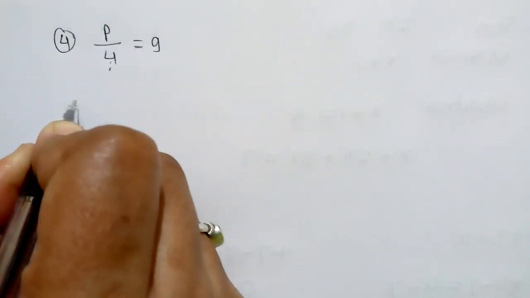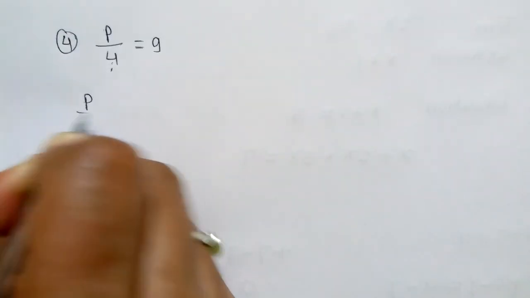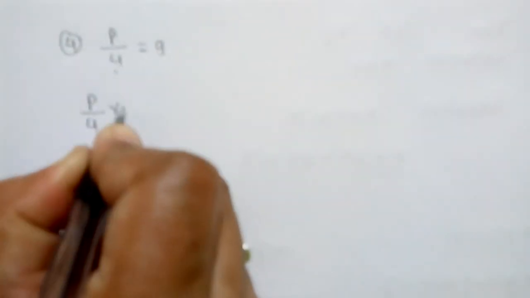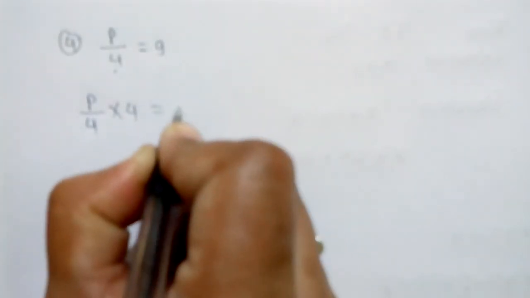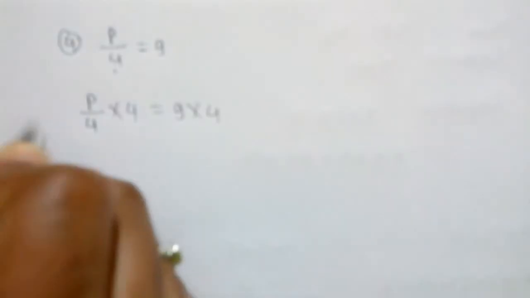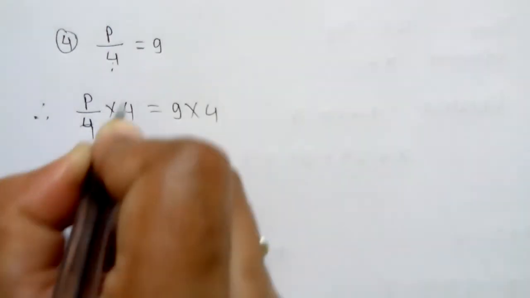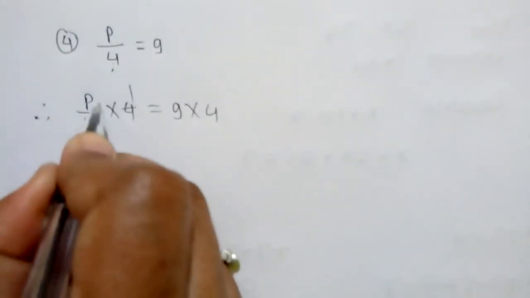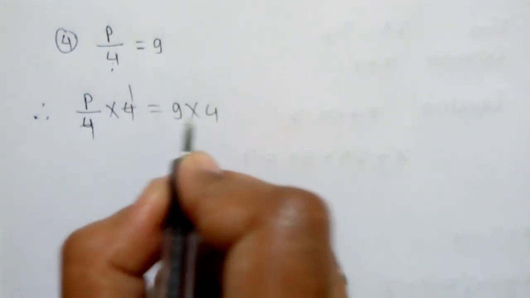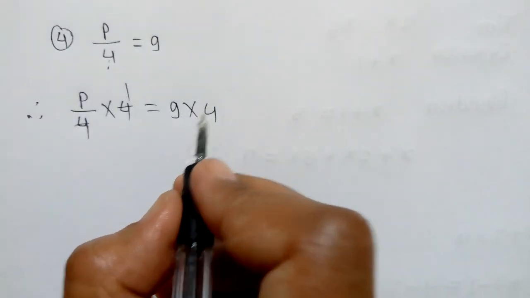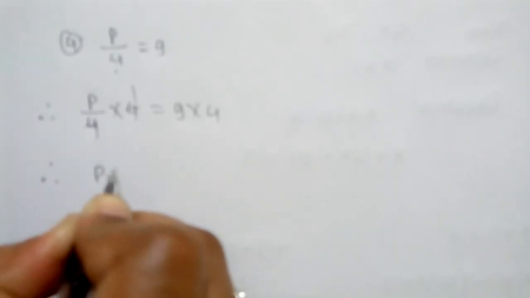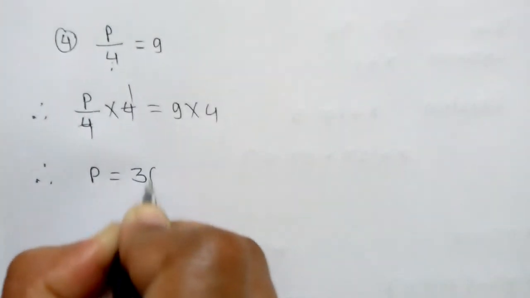First we will use p upon 4. Now we have to multiply by 4 on both sides. So here it will be multiplied by 4 and 9 multiplied by 4. Now 4 ones are 4, 4 ones are 4. So on this side only p remains, and on this side 9 fours are 36. So the value of p is equal to 36.